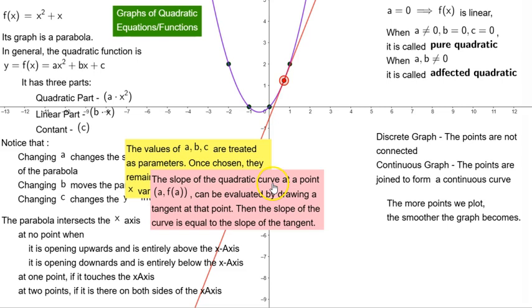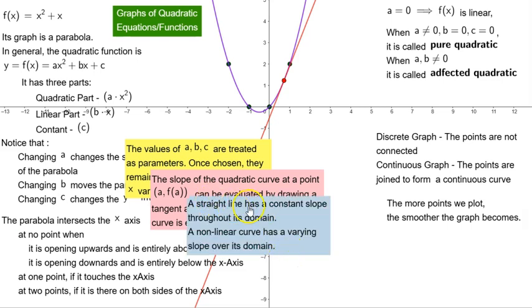So the slope of the quadratic curve at a point a comma f of a can be evaluated by drawing a tangent at that point. Then the slope of the curve is equal to the slope of the tangent. And a straight line, remember, has a constant slope throughout its domain. A nonlinear curve has a varying slope over its domain. So that was graphs of quadratic equations or functions. That's it for now.